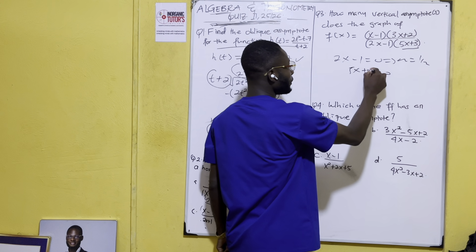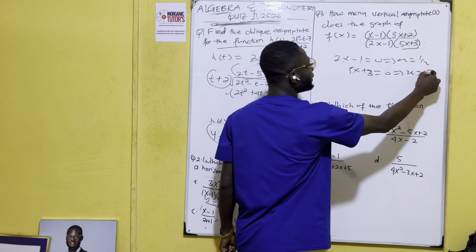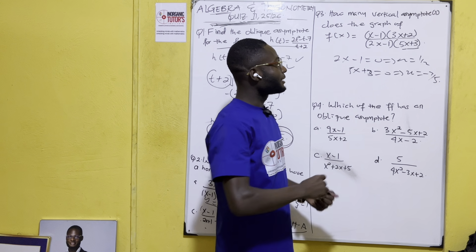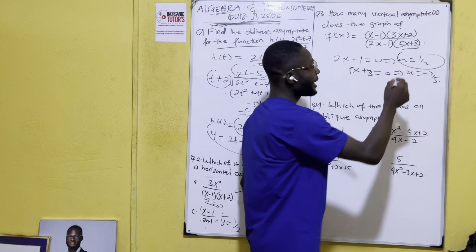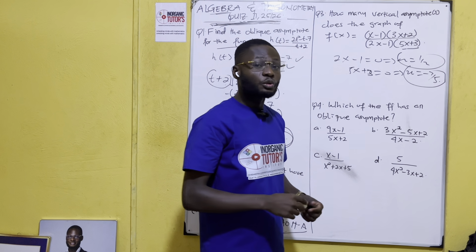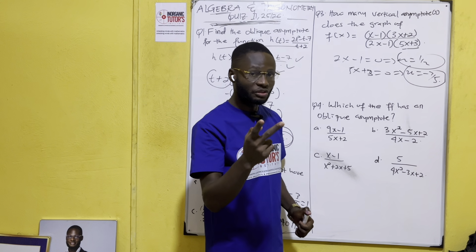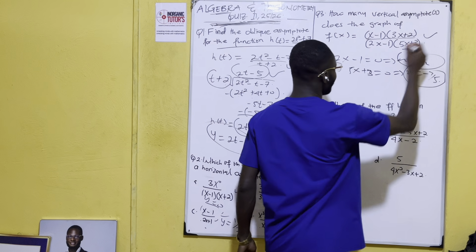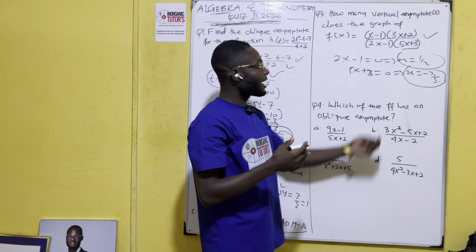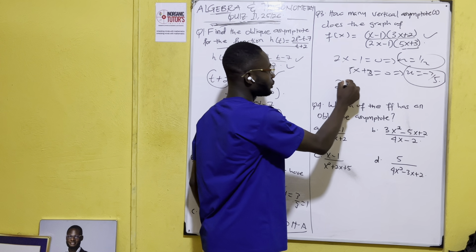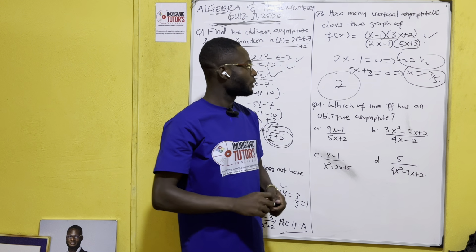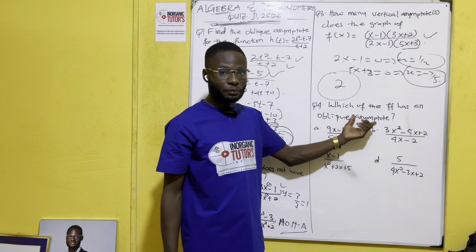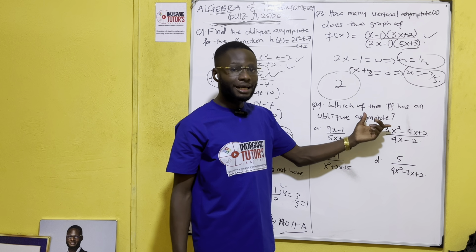Set this to 0. We are going to have negative 3 on 5. So it means that the vertical asymptotes are at x equals half and x equals negative 3 on 5. So we have two vertical asymptotes for this particular graph, right? So the number of asymptotes in this graph is 2. Now, the fourth question says, which of the following has an oblique asymptote?